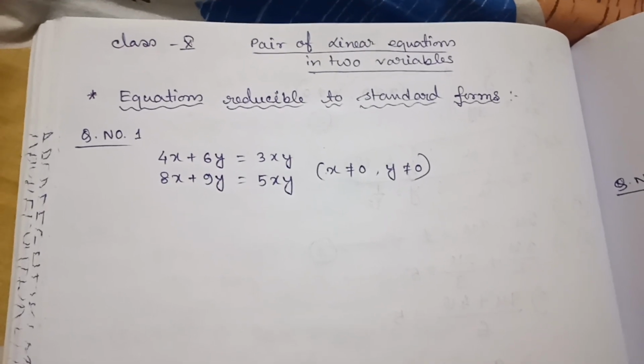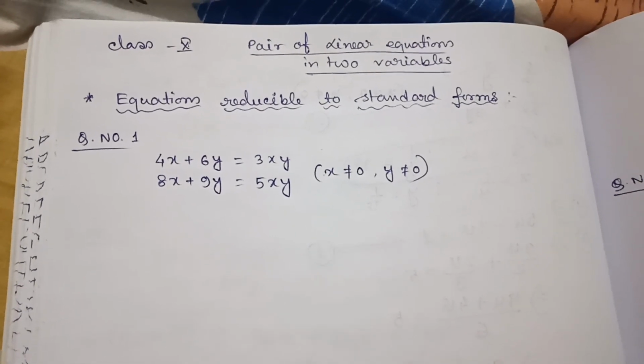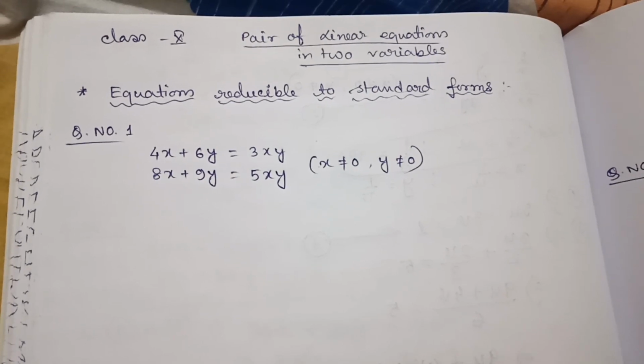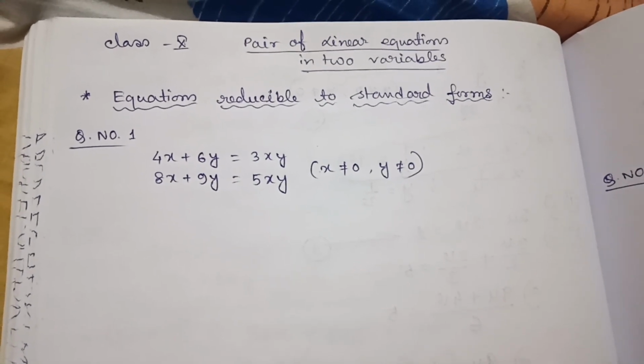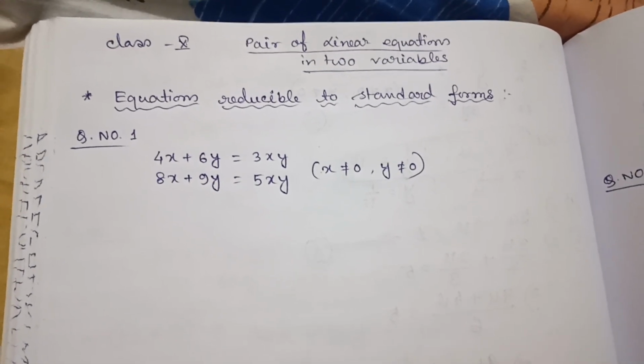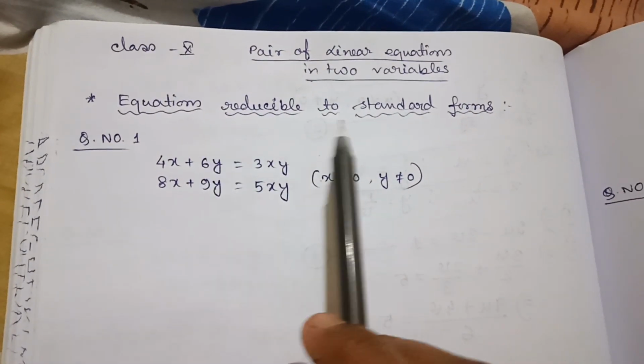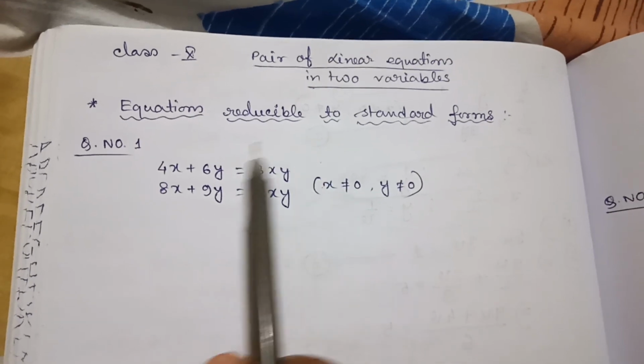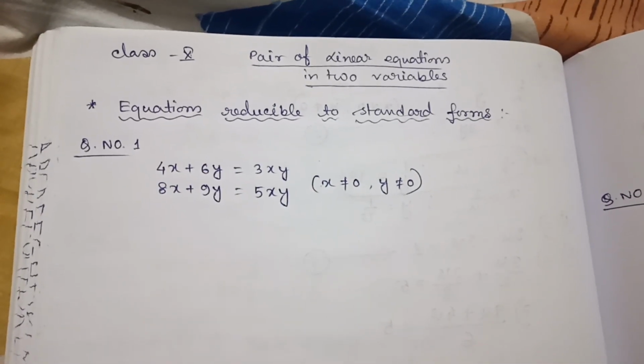Today we are going to learn class 10's pair of linear equations in two variables chapter. The topic is equations reducible to standard forms. In this particular topic, equations reducible to standard forms, we have already done some in our previous sessions.